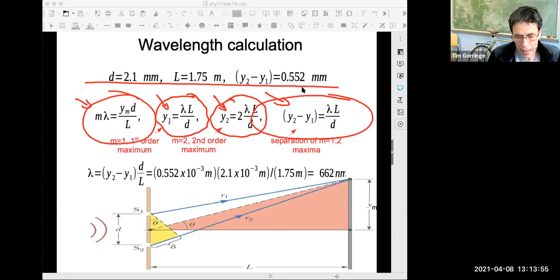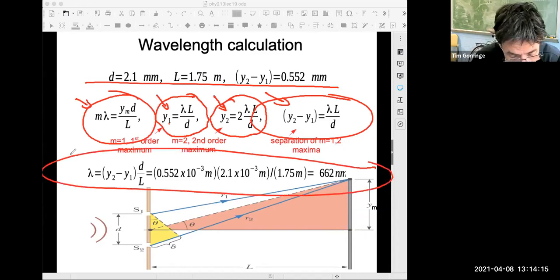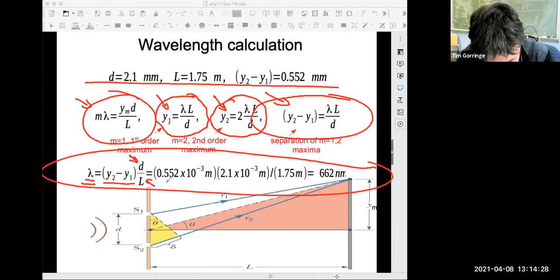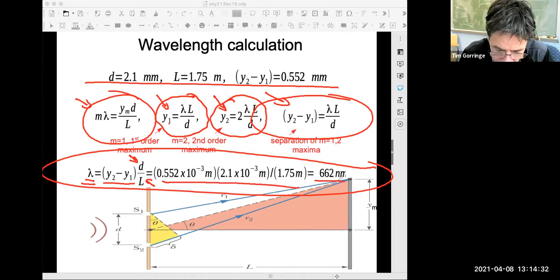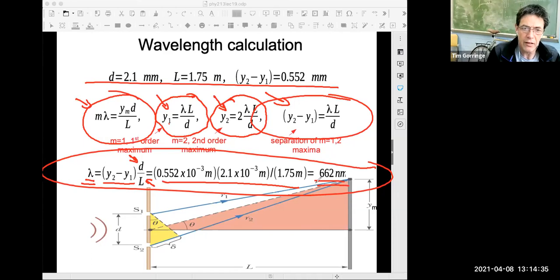It contains in it slit separation, well, we know that. Contains in it the screen distance, we know that. Contains in it the separation between the first, second order bright fringes, we know that. The only thing we don't know in that equation is the wavelength lambda. And so I turn that equation around, here it is, for the wavelength, in terms of the quantities that I know, the fringe separations, the slit separations, the screen distance. I plugged them all in. I got 660 nanometers for the wavelength of the light. That's a fairly long wavelength for visible light. It's red light. We were shining red light on that slit.